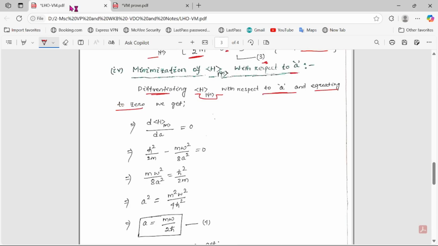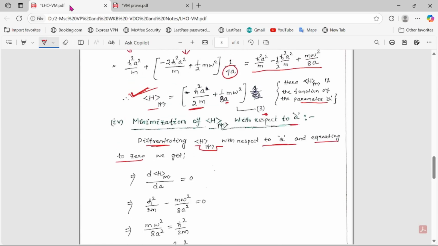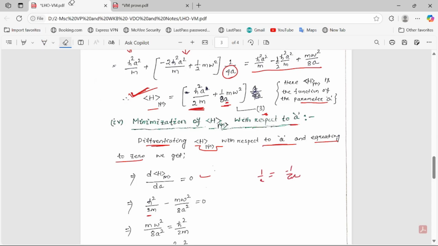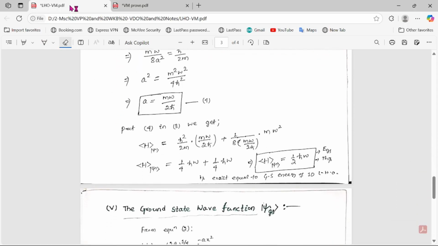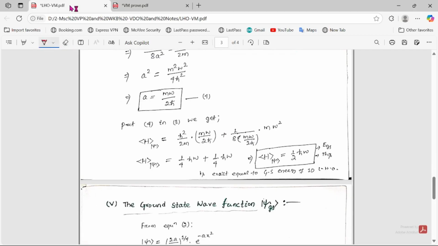So to evaluate the a value, what do I have to do? I have to differentiate this expectation value with respect to a and equate to 0. First term differentiated with a gives ħ² by 2m. Second term differentiated with respect to a gives minus mω² by 8a², because here it is 1 by a, so the derivative is minus 1 by a square. Differentiating with respect to a and equating to 0, after simplification we find the a value is mω by 2ħ. Let this be your equation number 4.